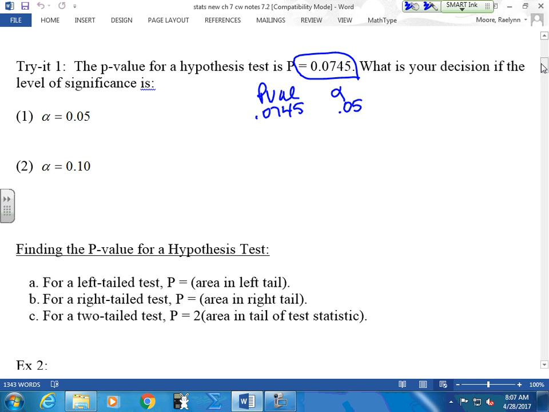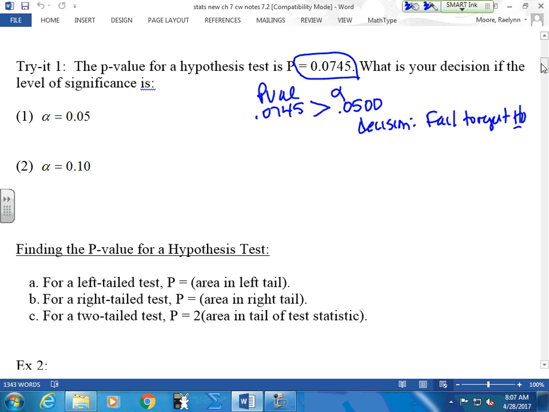So now, it's hard for me to tell you who's larger. Fill this with zeros. Drop the decimal when you compare. So 745 is greater than or less than 500? Greater than. So I look at my chart. When my p-val is greater than my level of significance, what is my decision?